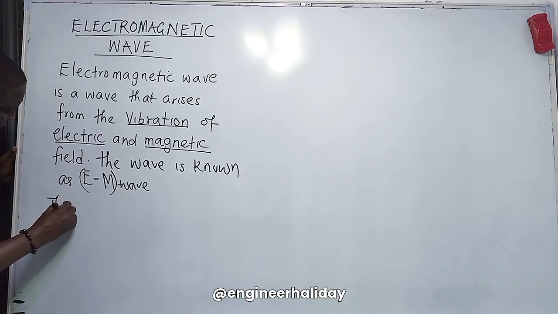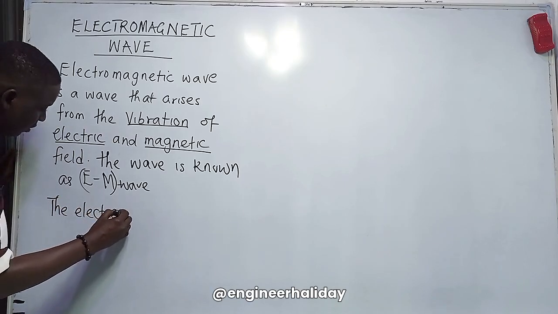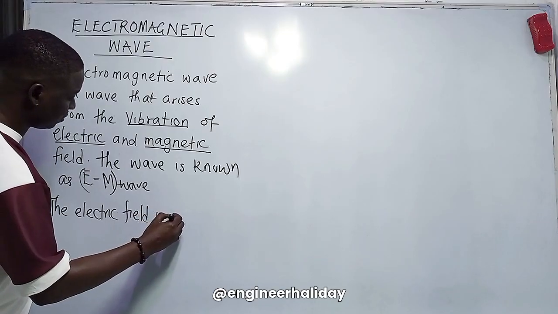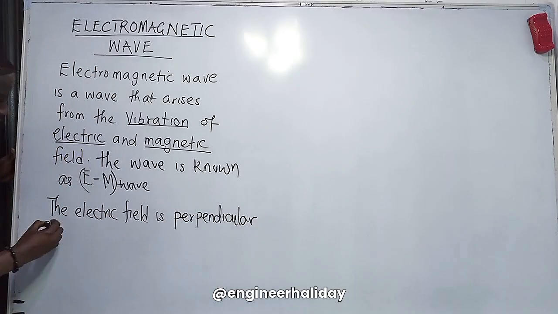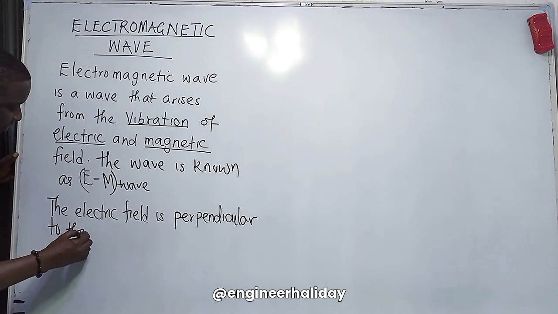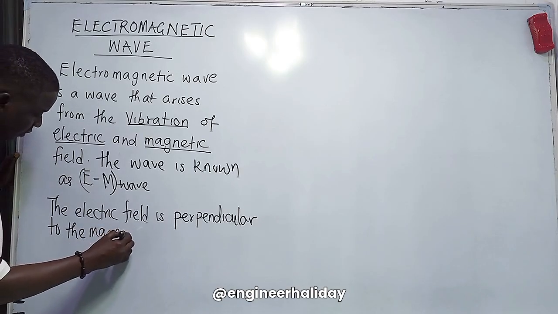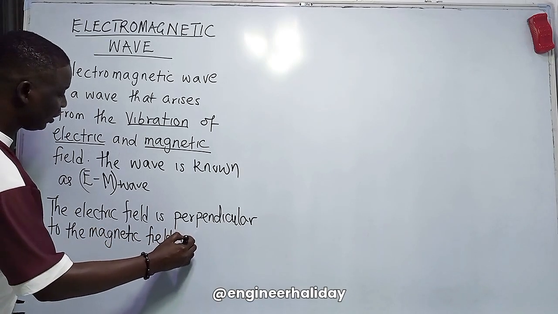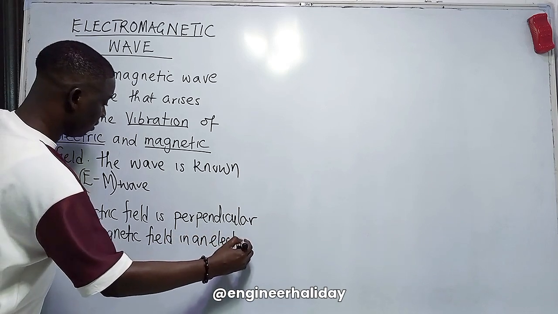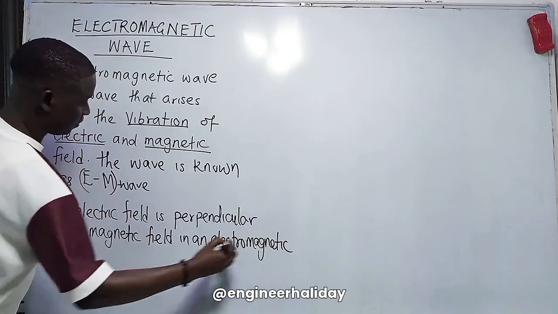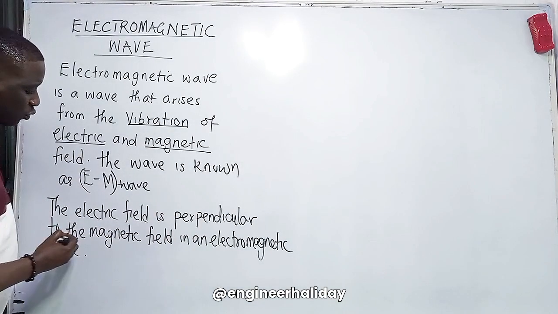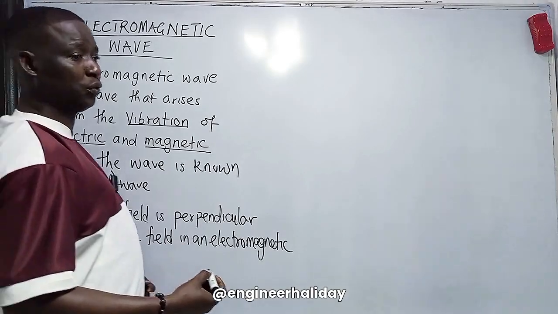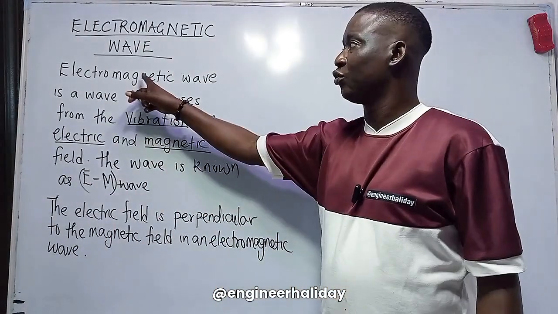Now, the electric field is perpendicular to the magnetic field in an electromagnetic wave. Now, let me clarify that. Actually, don't forget, because the electric field is perpendicular to, or is at right angle to, the magnetic field, it now makes the wave to be transverse.